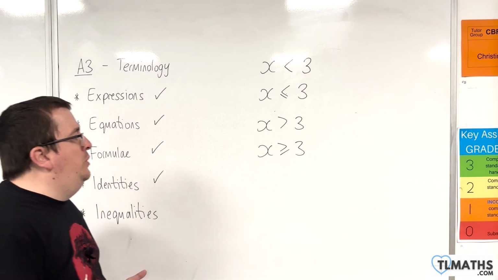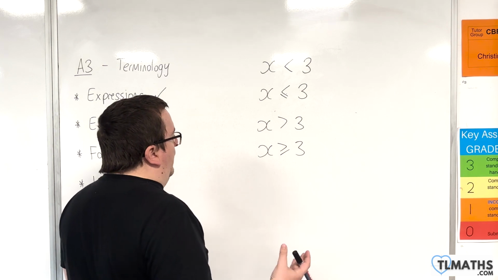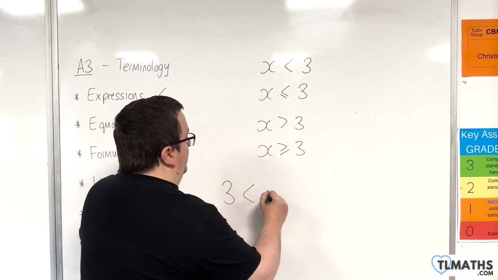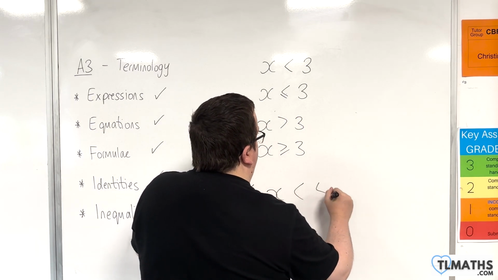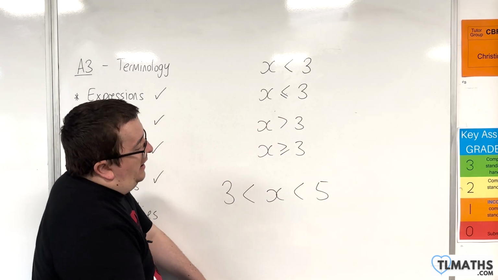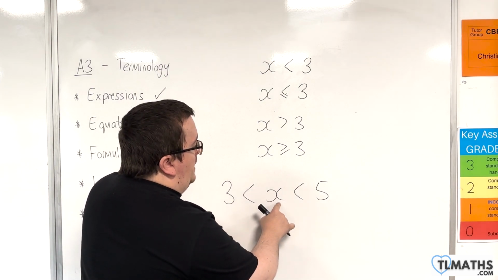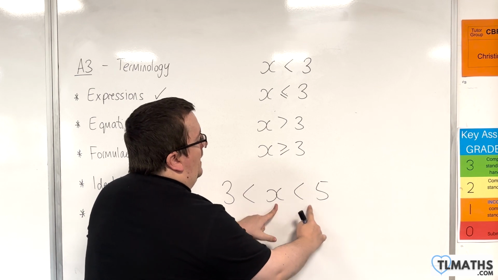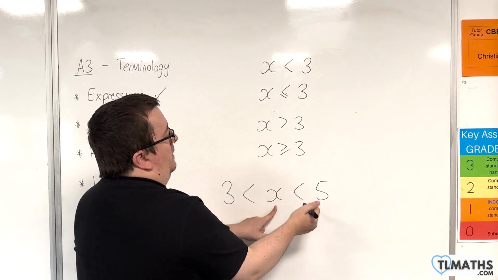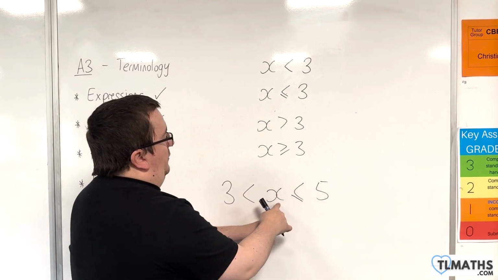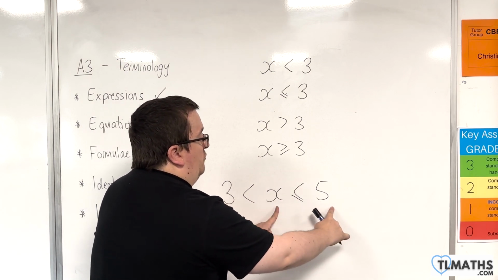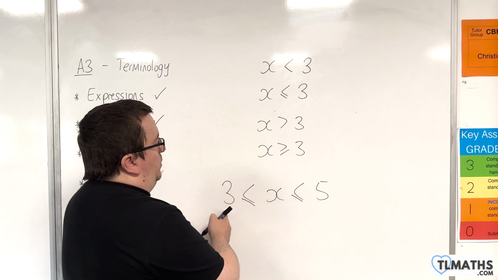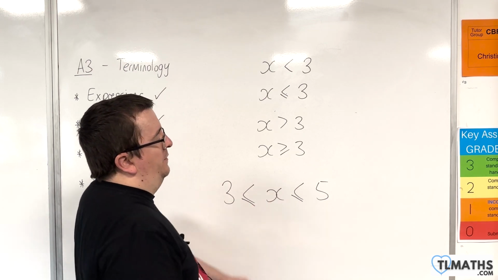Okay, so you can also have double inequalities, of course. So you could have, we've seen this before, something like 3 is less than x is less than or equal to 5, and the way that you read it is from the middle outwards. So x is greater than 3, but less than or equal to 5. Or x is greater than or equal to 3, but less than or equal to 5.